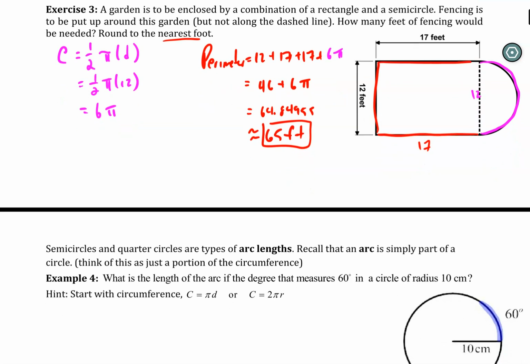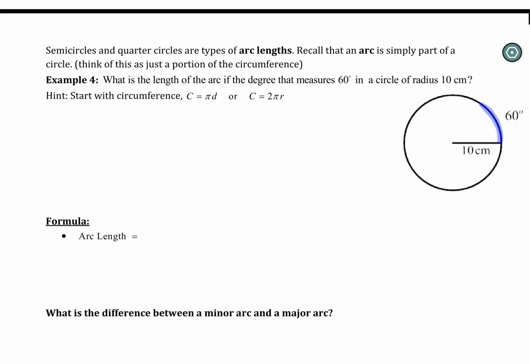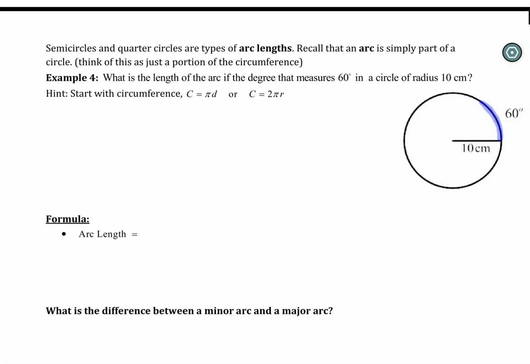All right. So one other aspect of this is arc length, which is just a portion of a circumference. So in this case, they're saying, what is the length of just this highlighted section? Now they tell me the degree, and a lot of times a lot of students want to say, well, it's 60 degrees, that's its length. It's not its length, it's just its degree measure. That 60 degrees represents this central angle here.